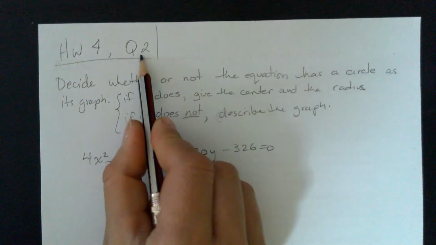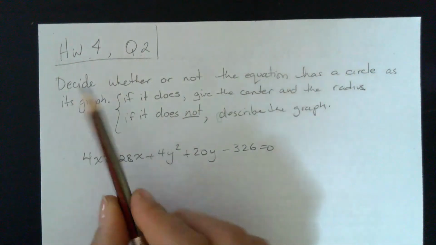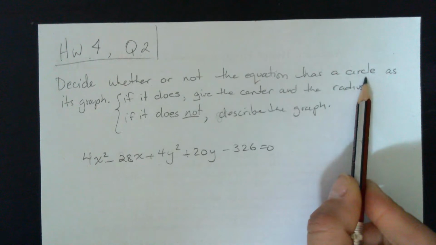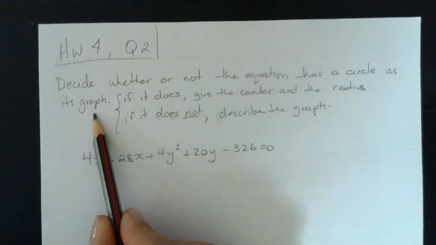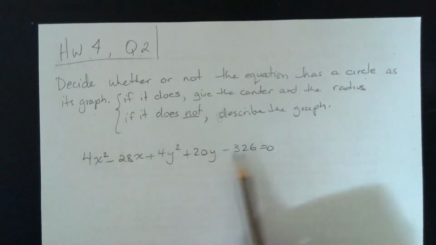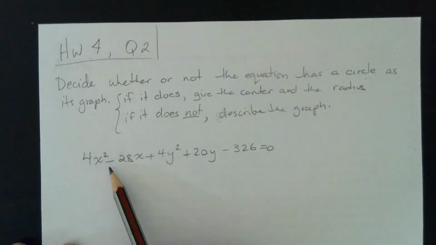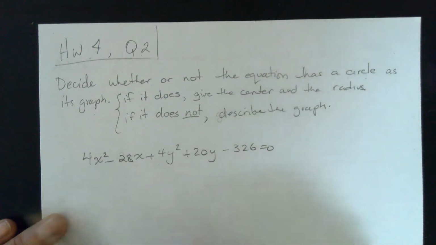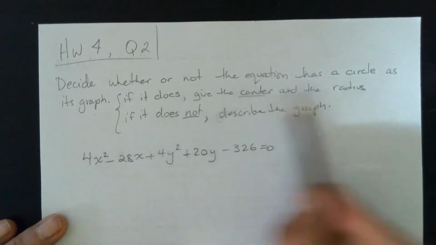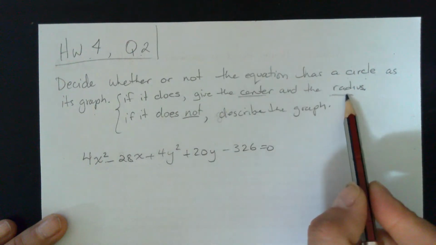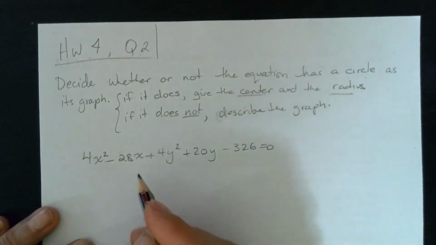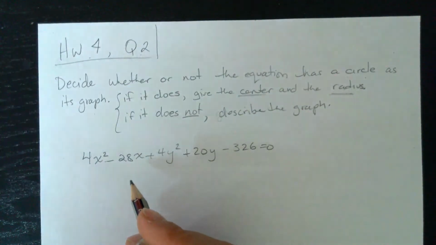On homework number 4. So the question says, decide whether or not the equation has a circle as a graph. So we have to put this into center radius form. And if it is a circle, then give the center and the radius. And if it does not have a circle, describe the graph. Okay, so let's put this into center radius form.